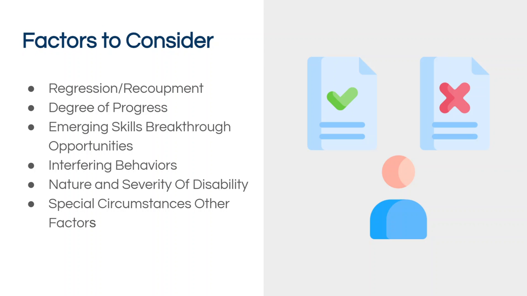VDOE identifies the following as factors to consider for ESY: regression, recoupment, degree of progress, emerging skills, breakthrough opportunities, interfering behaviors, nature and severity of disability, special circumstances, other factors.